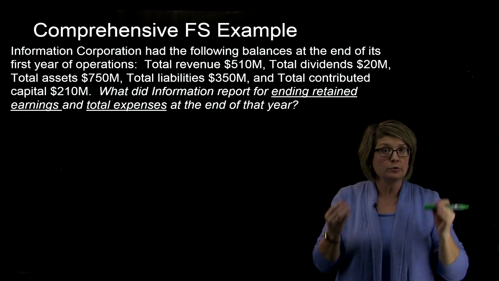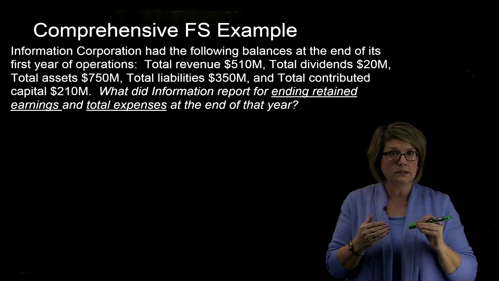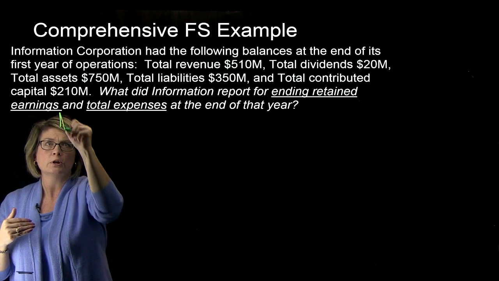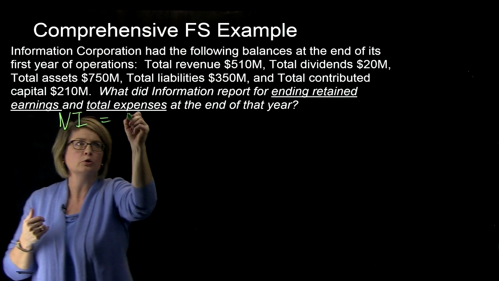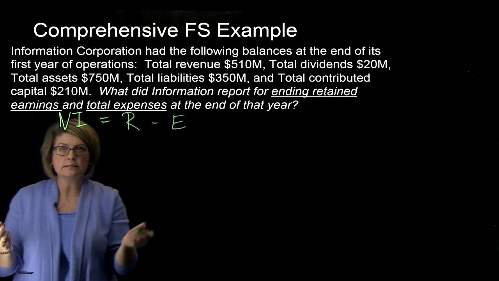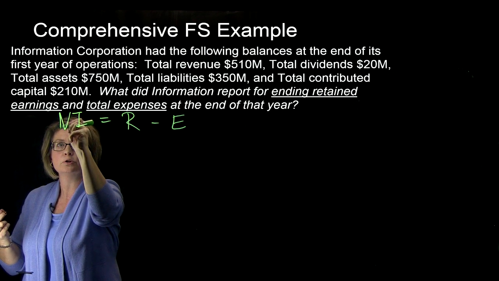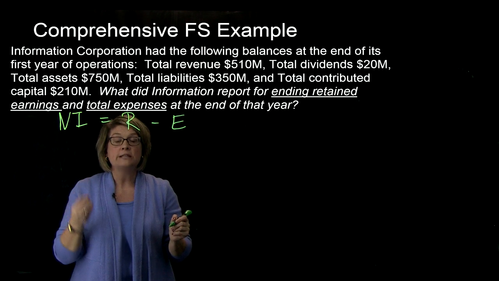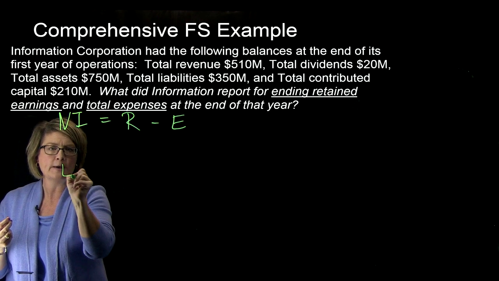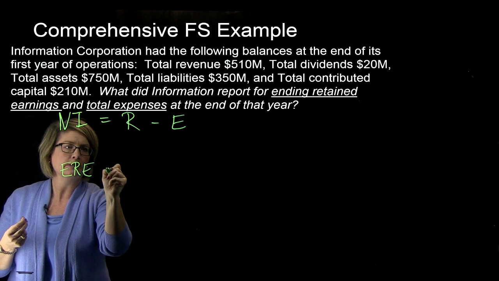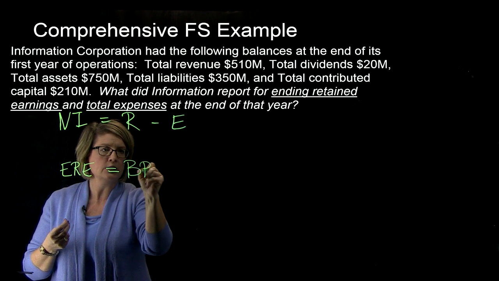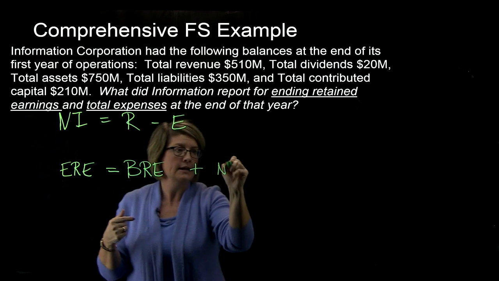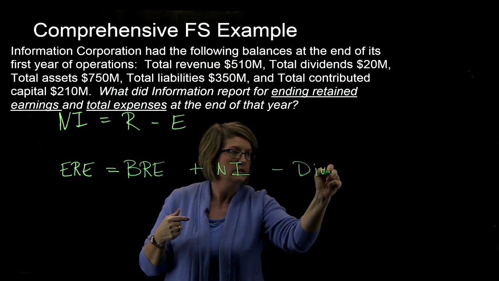To be able to solve this, we just need to look at those three equations and the way that they work together. So starting with the income equation, let's get that one down first. Net income is equal to revenues minus expenses. Retained earnings, the ending retained earnings balance, remember, is equal to beginning retained earnings, and you need to be able to come up with these equations on your own, plus net income minus dividends.